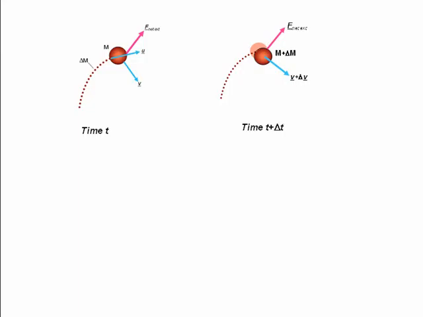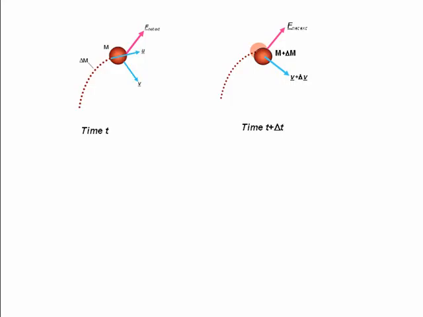We assume that the system is not isolated. In other words, we assume that there is a net external force acting on it, and we've called that on the diagram F net ext. Also, during the time delta t, the velocity of the object changes from v to v plus delta v, as shown on the diagram on the right-hand side.